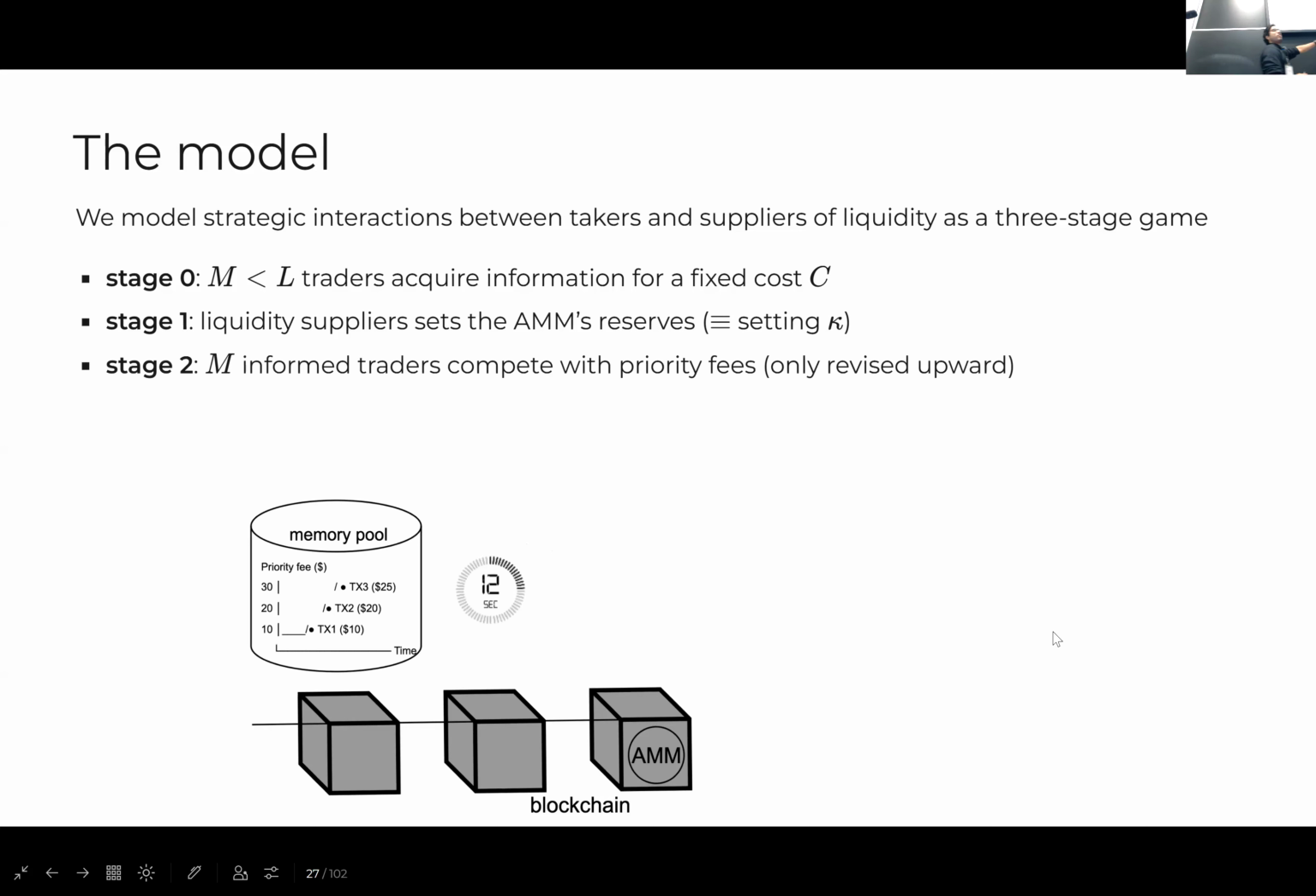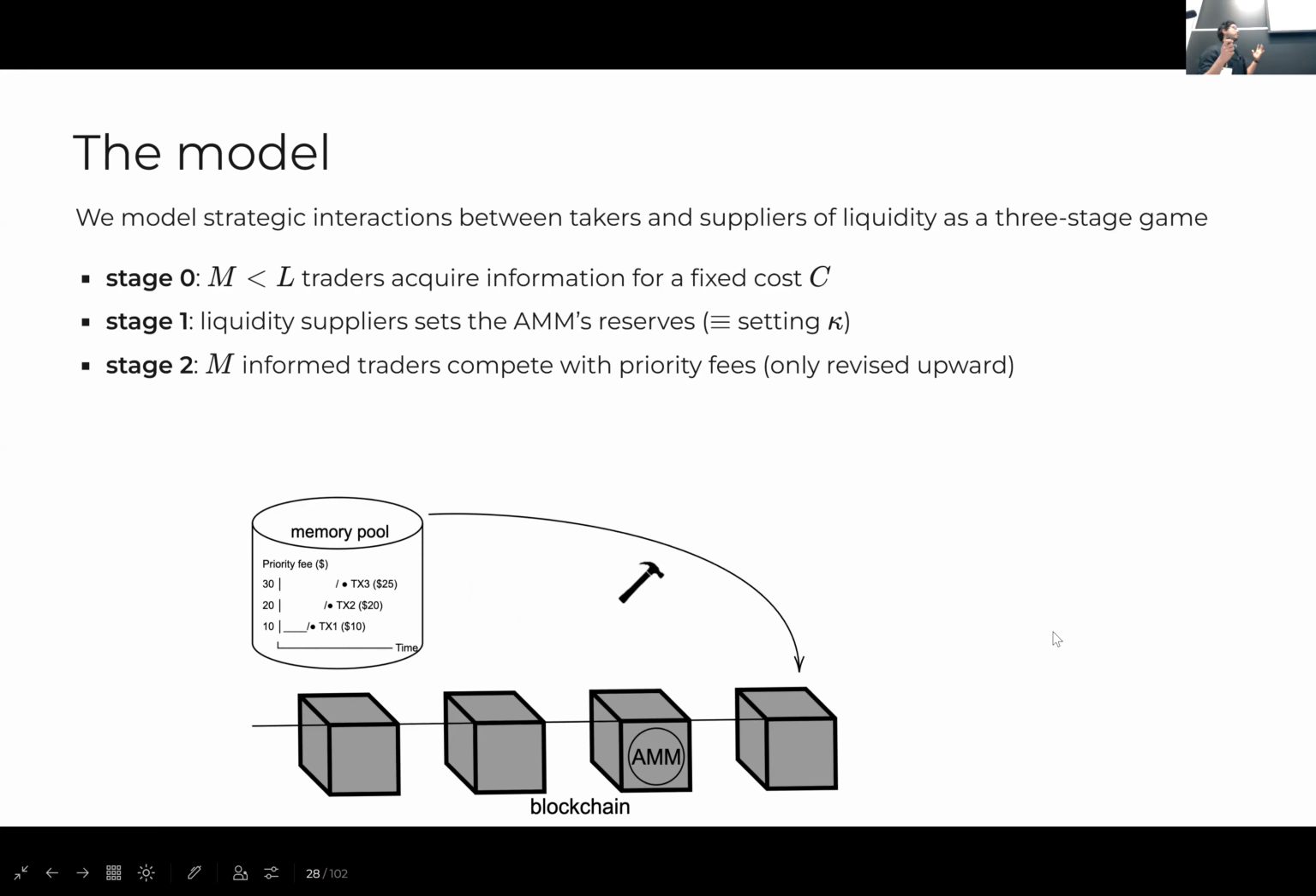And one very important property of this competition for priority fees is that you can only increase priority fees. Once you send a transaction to the memory pool, if you want to revise, you revise upward. You cannot revise downward. So after these 12 seconds, after we finished competing, the validator will create the block and sequence the transactions by order of priority fee.